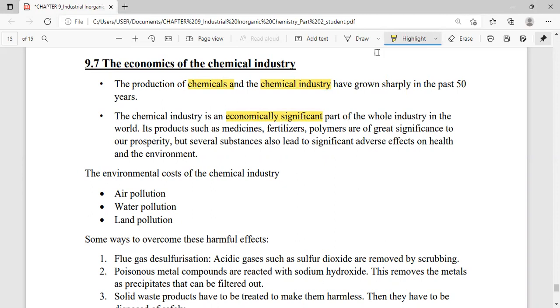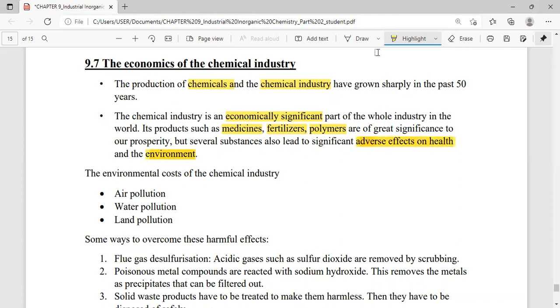All right, so what do chemical industries do? They produce medicines, fertilizers, polymers like plastic, which you will learn later. All of these things we use in our day-to-day life, and they have made our lives a bit more comfortable, isn't it? These products are useful to us, but at the same time, chemical industries have caused adverse effects on our health and environment. Adverse means negative effects.